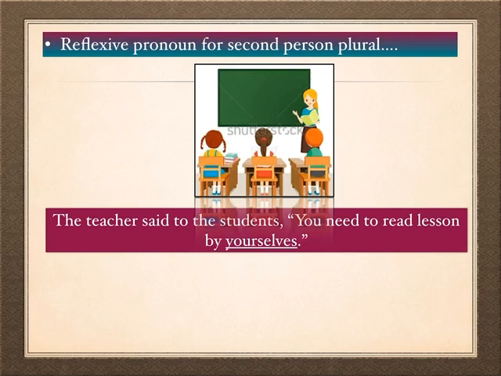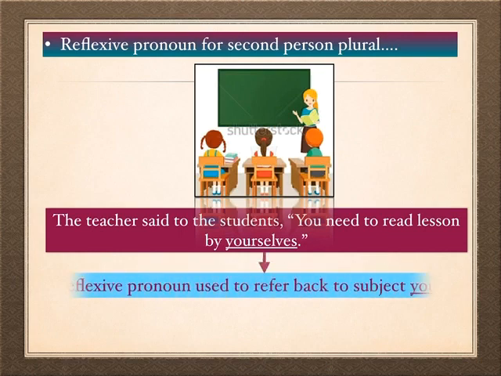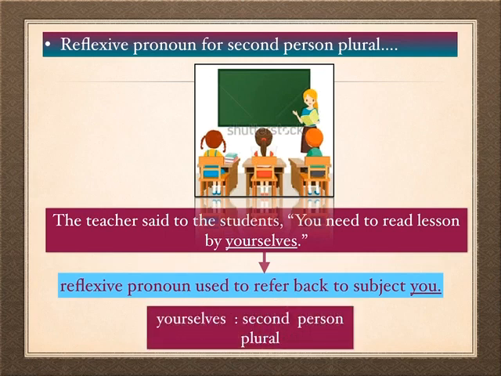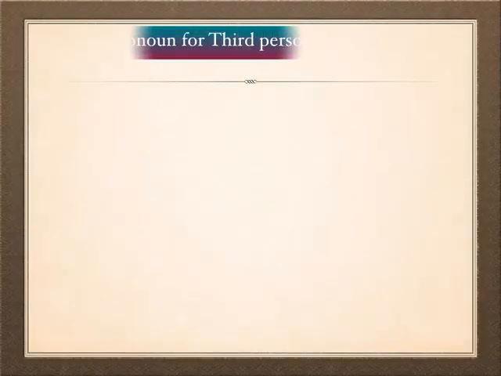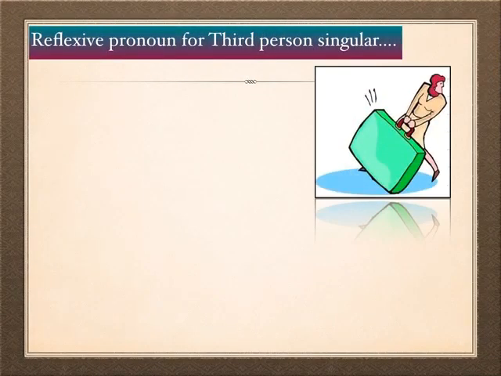It is also the subject of the sentence, and the object of the sentence is yourselves, which reflects back the action of the subject, that is you. So yourselves is the reflexive pronoun used to refer back to the subject you. So students, you might have understood that the reflexive pronoun yourselves is used for second person plural. Let's see the reflexive pronoun for third person singular.